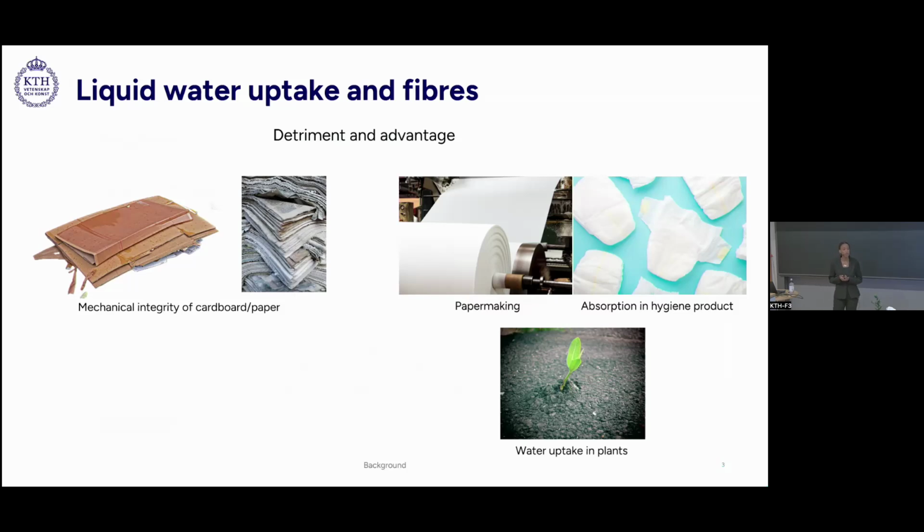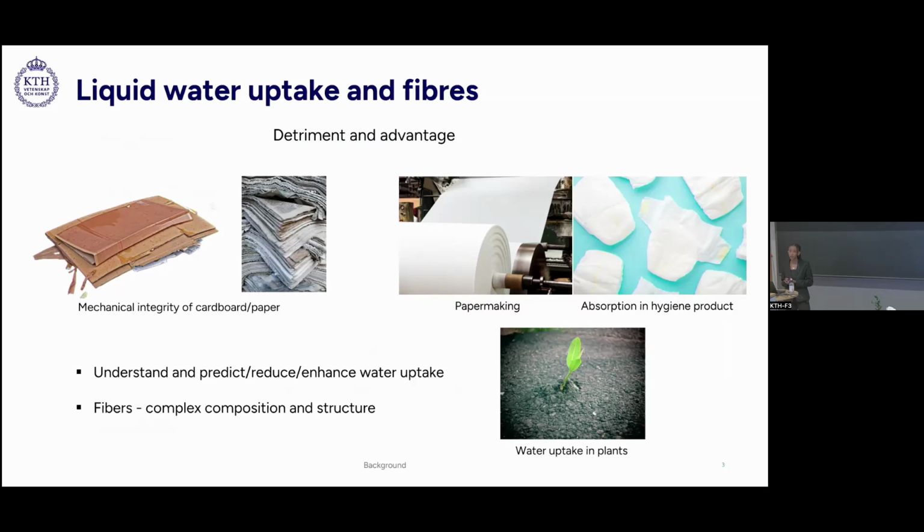And it is also useful for the liquid absorption in hygiene products, and it is naturally necessary for the water uptake in plants. And all of this is to say that the cellulose-water relationship is paramount in the handling of fibers and fibrils, and there is a need to be able to predict or know how to reduce or enhance the water uptake. But forming this understanding is not trivial with fibers, because they have a complex composition and structure over different hierarchical length scales.